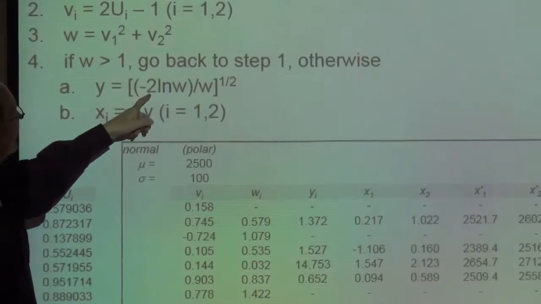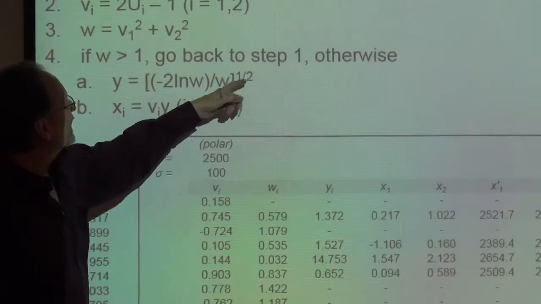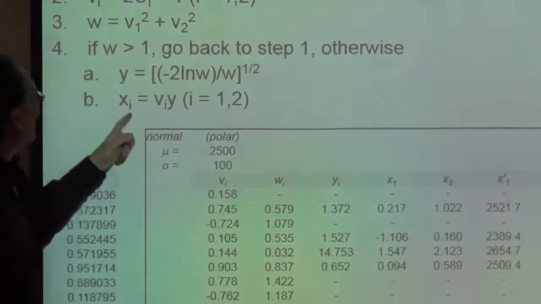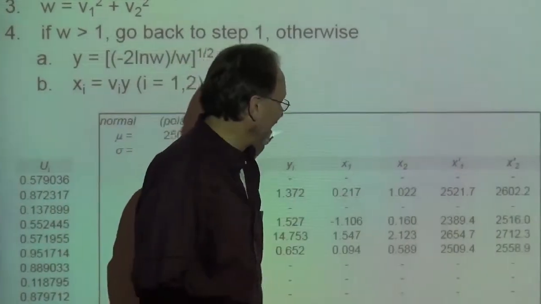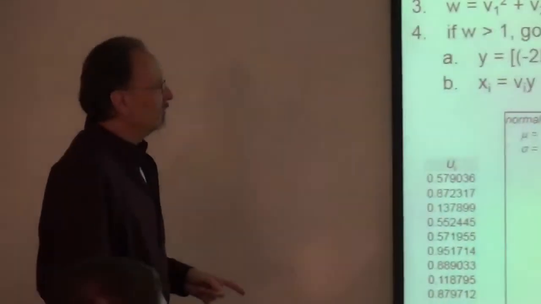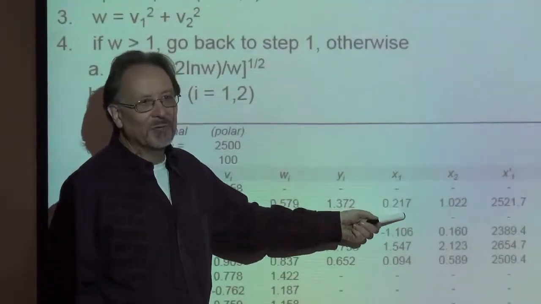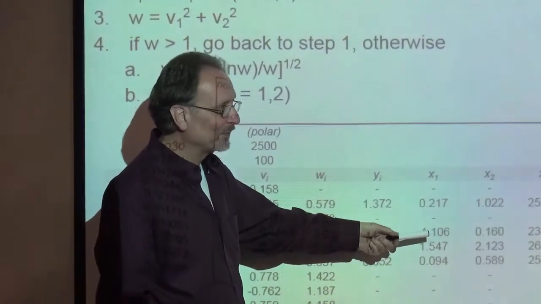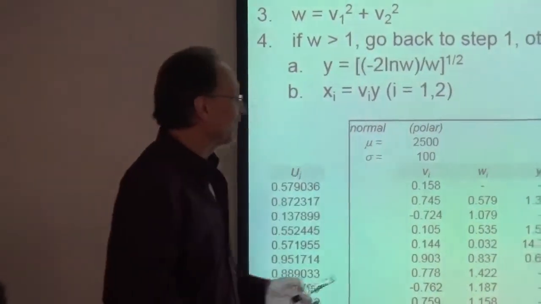Y is the square root of 2 times the natural log of w, this number right here, divided by w, and that's what I get for y. And I use my y to generate each one of the x sub i's. So I get x1 and x2. Those are z-scores, okay? Because those are distributions above and below the mean. They're z-scores, so you can get negative ones. Okay? Because remember, if you go above the mean, you get positive, below the mean is negative.